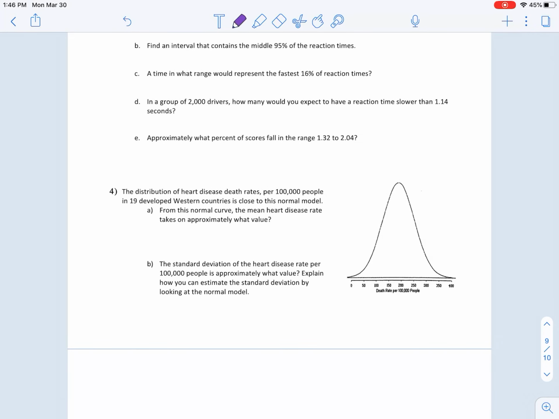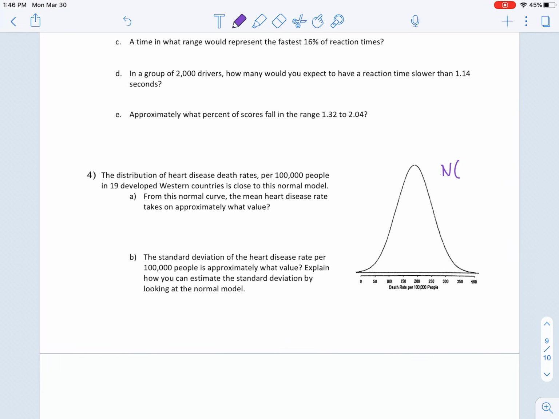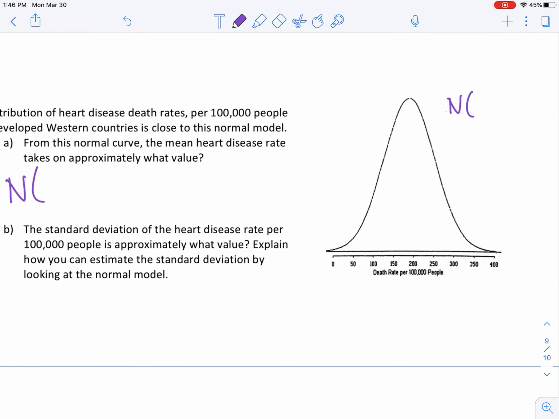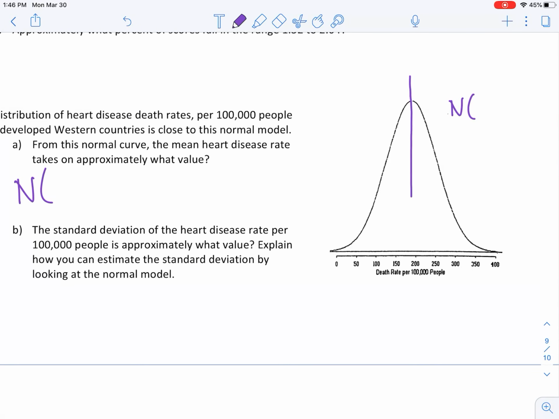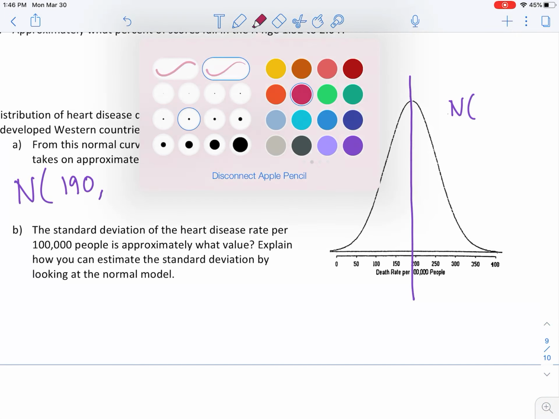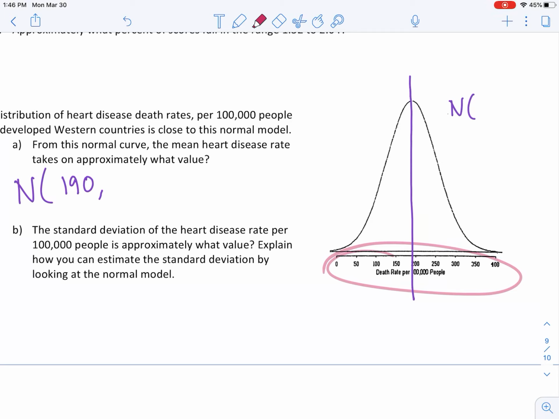I just want to talk about number 4 because it's a little tricky. So number 4, the distribution of heart disease rates per 100,000 people in 19 developed Western countries is close to a normal model. From the normal model, the mean heart disease rate takes approximately what value? Okay, so my mean, right in the center. It looks like I went just below 200, so I would say it's about 190. My point here is you're not just reading these numbers down here, you have to actually look at the curve.